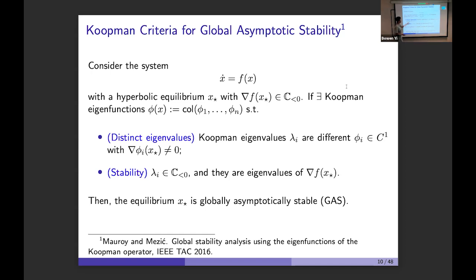If we can find n observables, phi 1 to phi n, we collect them in a new vector field phi(x). If the system satisfies two properties, the first one, we call distinct eigenvalues, so that means the eigenvalues lambda i are different. And the second one is stability, that lambda i have negative real parts. Then the equilibrium x star is globally asymptotically stable. So we have the global property of the system. And this has been found in the Mauroy and Mezić paper. It's a very interesting paper published 8 years ago.